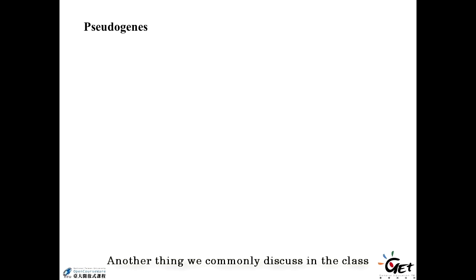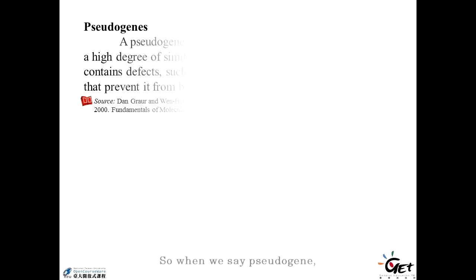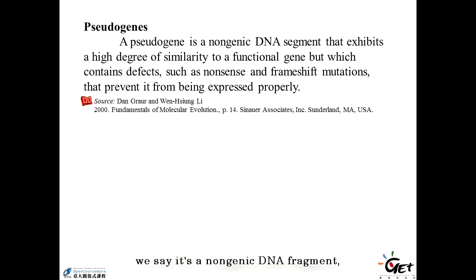We commonly discuss in the class the pseudogene. So you probably already know what a pseudogene is. When we say pseudogene, we say it's a non-genic DNA fragment, which means the DNA fragment right now has no function. And usually there's no transcribed RNA, there's no protein product. Occasionally you see some pseudogenes that still have RNA transcribed, but no final protein product.